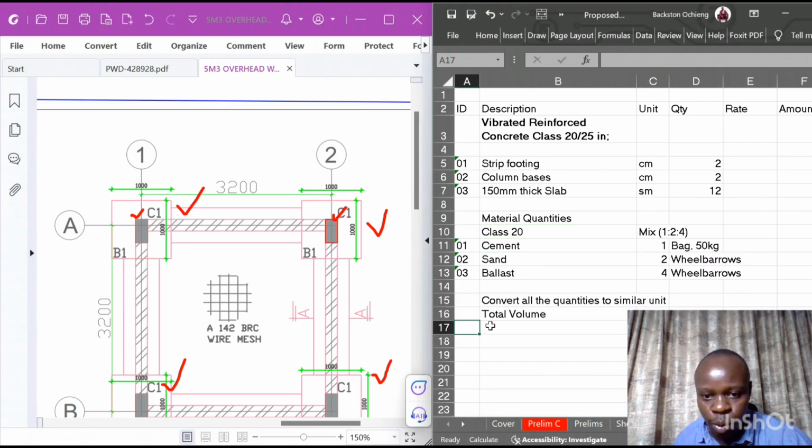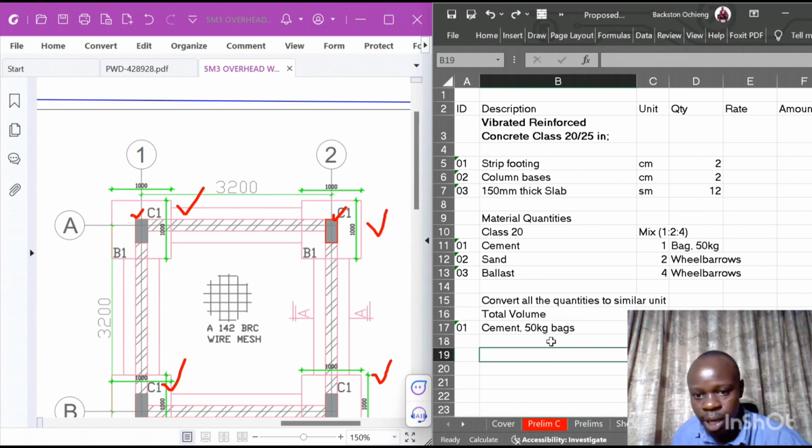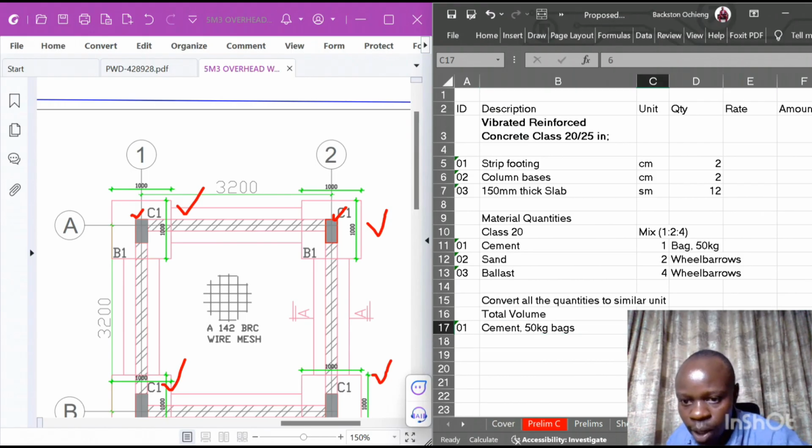So I'll go with the cement, 50 kg bags. On every cubic meter, I've said we deal with 6 bags of it. So let me just make this better. The total volume in cubic meters is that.